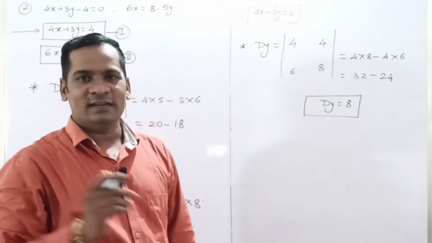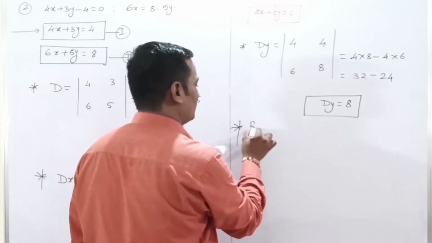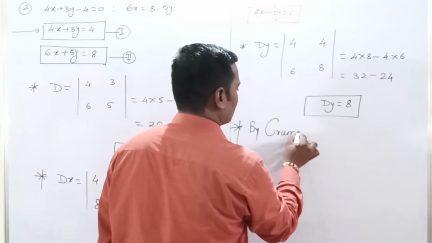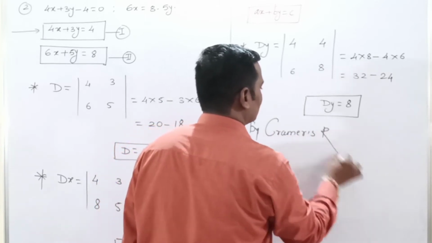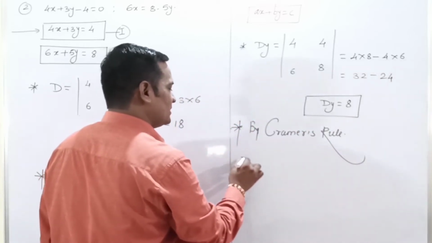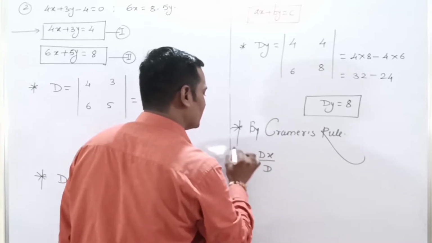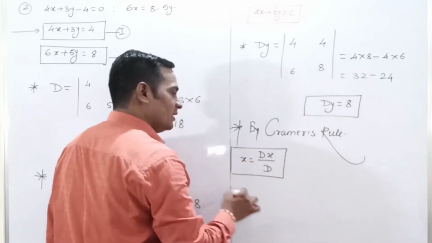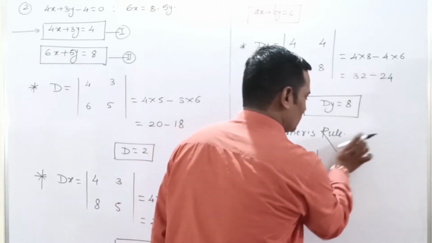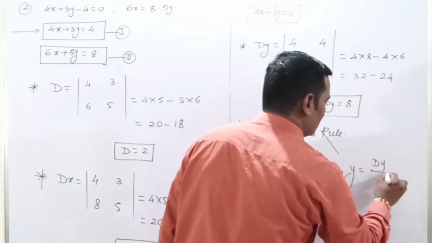So let's use Cramer's rule over here. With this star we will write here, therefore by Cramer's rule. So what is Cramer's rule? x is equal to dx upon d. Okay, and next one is y is equal to dy upon d.